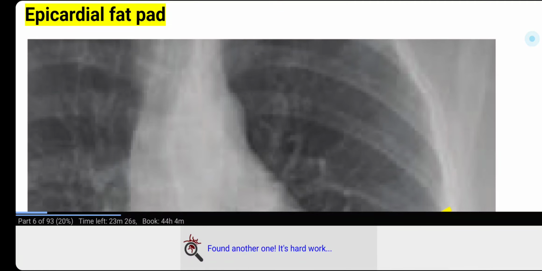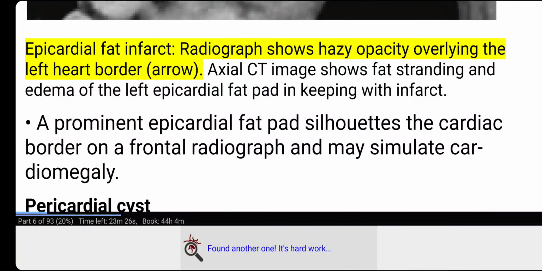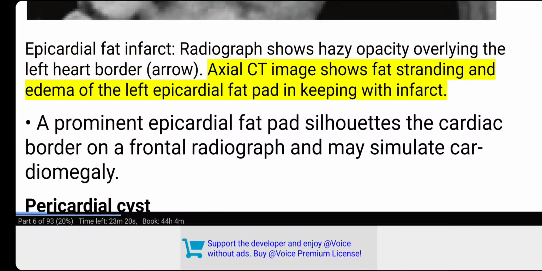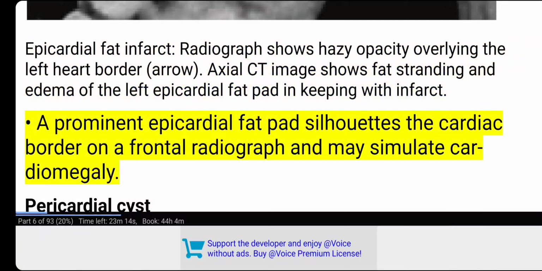Epicardial fat pad. Epicardial fat infarct. Radiograph shows hazy opacity overlying the left heart border, arrow. Axial CT image shows fat stranding and edema of the left epicardial fat pad in keeping with infarct. A prominent epicardial fat pad silhouettes the cardiac border on a frontal radiograph and may simulate cardiomegaly.